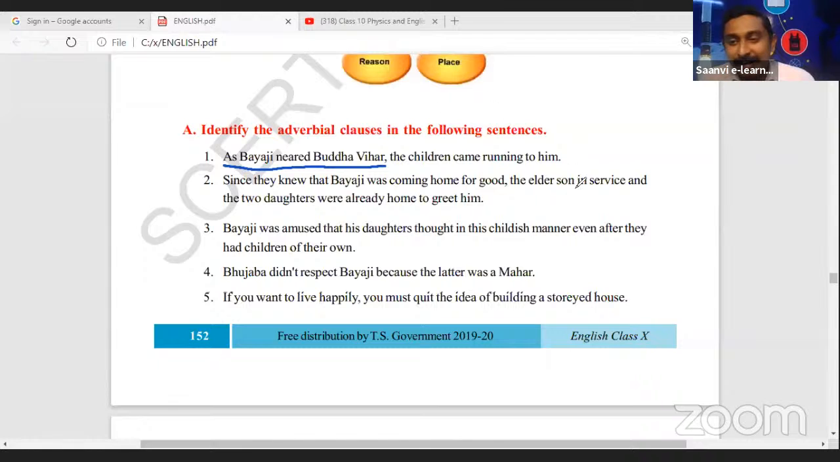Now, is there anyone who can tell me what? Please mute yourself, Raghuvaran. Who can tell me what type of adverbial clause it is? Raise your hand. Who is ready? Maithili is speaking, I think. Okay, Maithili, you can.